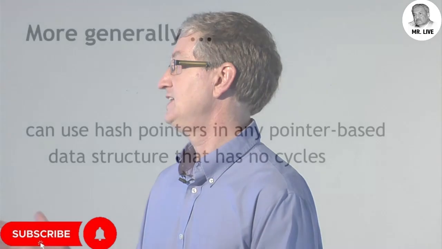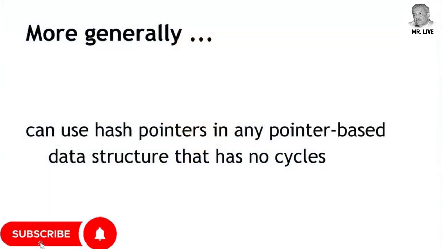More generally, it turns out that we can use hash pointers in any pointer-based data structure, as long as the data structure doesn't have cycles. If there are cycles in the data structure, then we won't be able to make all the hashes match up. If you think about it, in an acyclic data structure, we can sort of start near the leaves, or near the things that don't have any pointers coming out of them, compute the hashes of those, and then work our way back toward the beginning. But in a structure with cycles, there's no end that we can start with and compute back from.